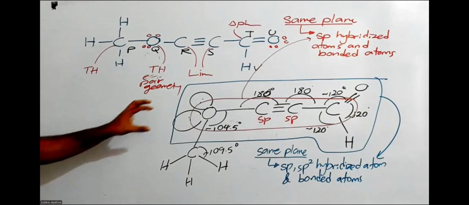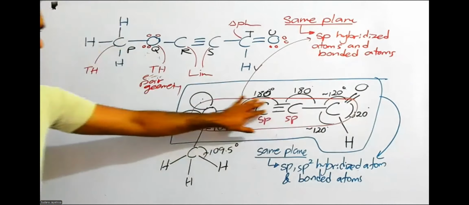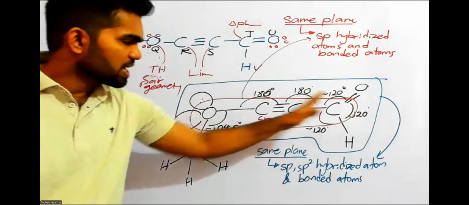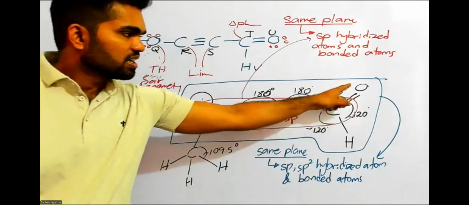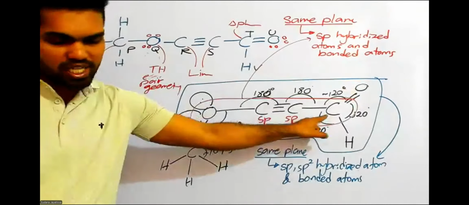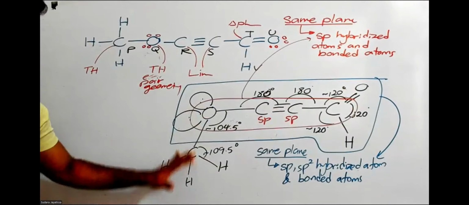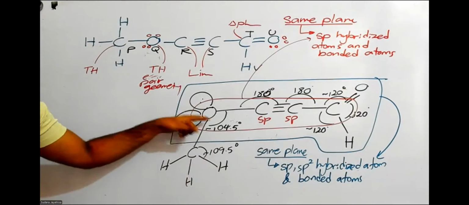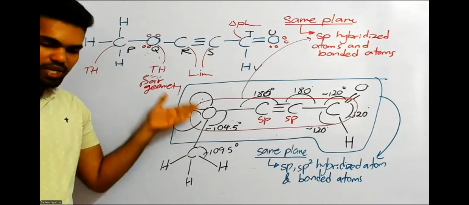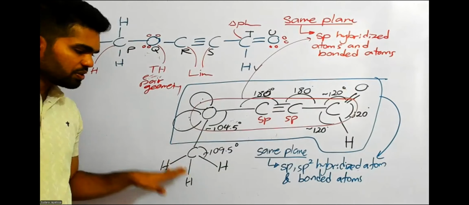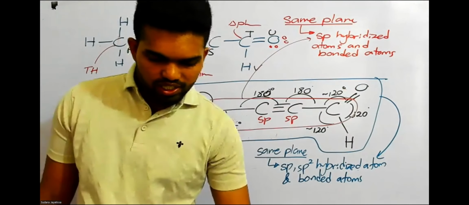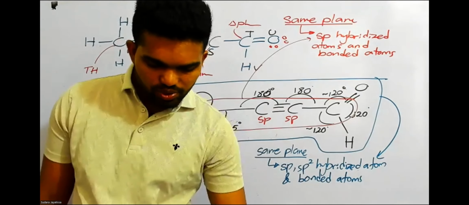Okay, so these 4, the red color ones, the circled ones, are in the same line. And the others are in the same plane. Additionally to these 4 atoms, the oxygen and hydrogen are also in the same plane because this is trigonal planar. But this carbon is not in the same plane because it is tetrahedral, so it can jump away or into the plane. And these hydrogens are also in different planes. Okay, now let's go and check the answer.